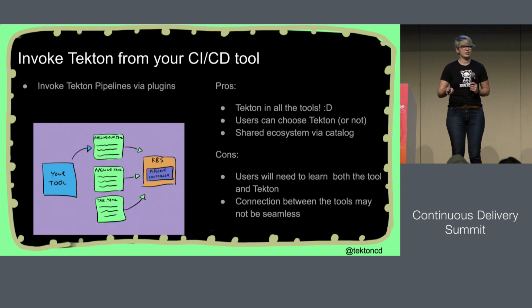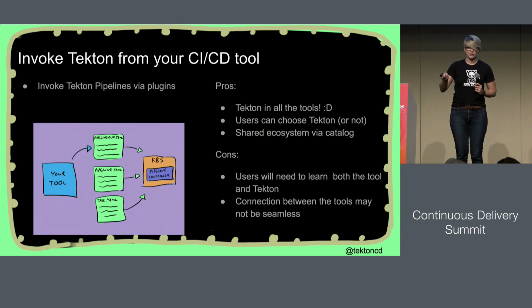And then maybe the simplest option that would be the least work is to just invoke Tekton from your tool. So we were hearing about Spinnaker earlier. This is similar to how Spinnaker integrates with Jenkins in that you can have Spinnaker pipelines that call out to Jenkins jobs and then watch those jobs and wait for them to finish. You could do a similar thing with Tekton.